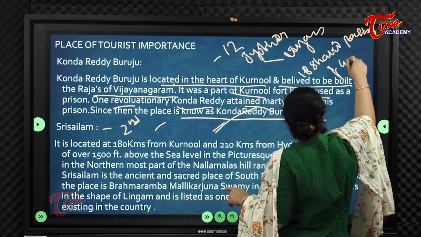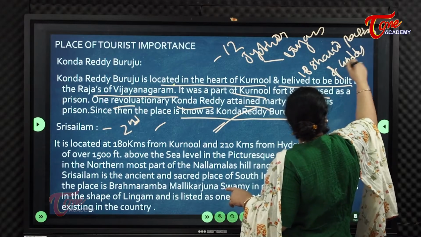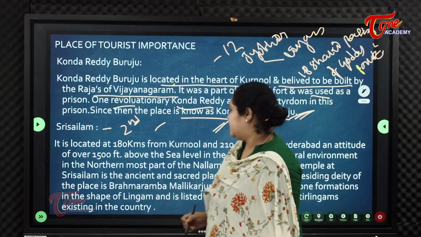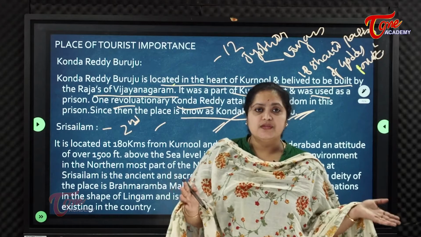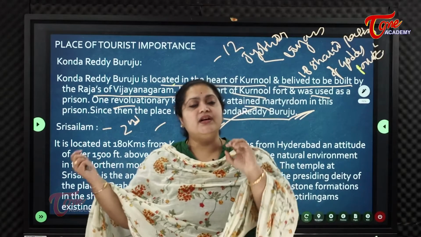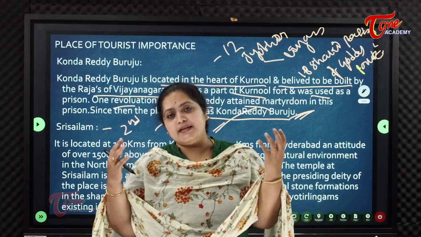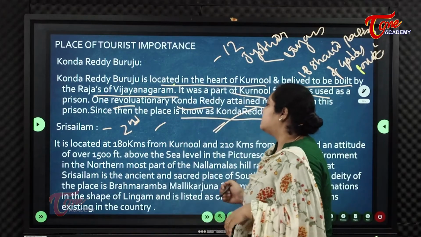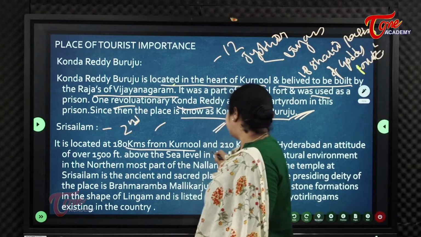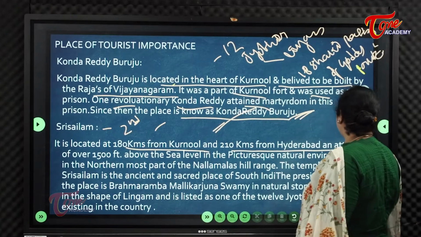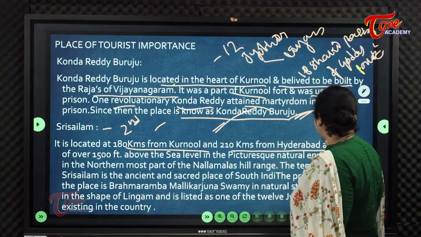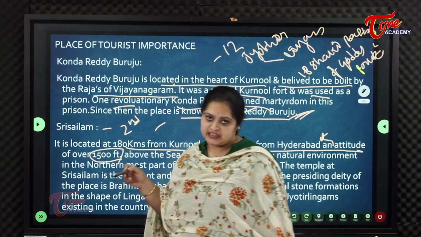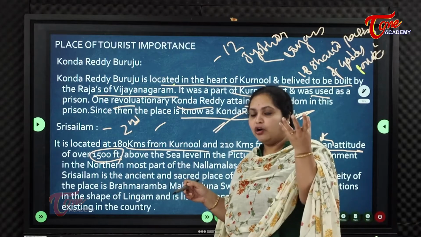Pitas of Goddess Parvati. So, Shiva Shakti. Here, it's the abode of both the goddesses, Shiva and Shakti. It is located 180 kilometers from Kurnool and 210 kilometers from Hyderabad, at an altitude of over 1500 feet. It is on a hillock.